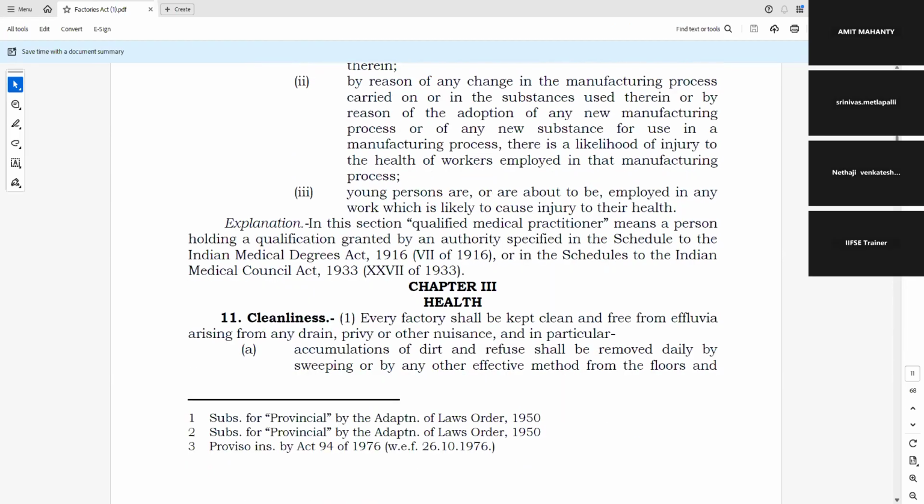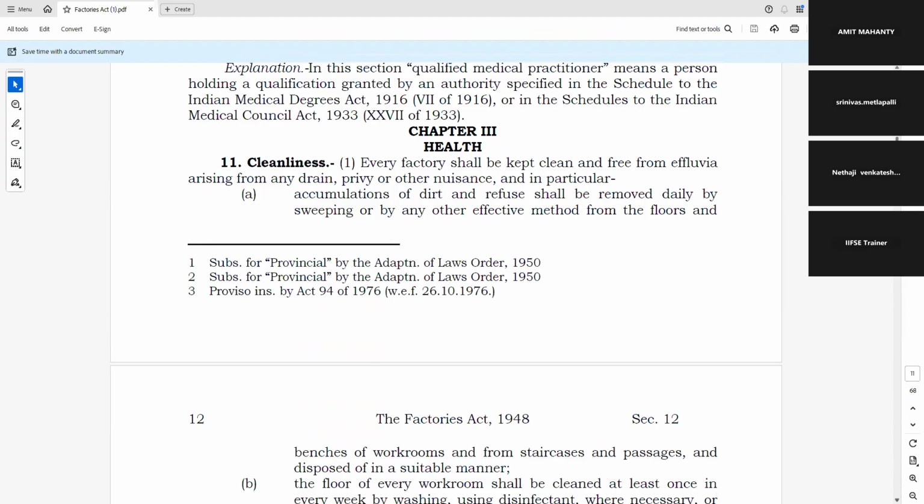Okay, then we have seen the health chapter. So cleanliness, I think we have not started, if I'm not wrong. When we talk about chapter 3, which is health, if you ask me, for a safety officer this chapter is important.